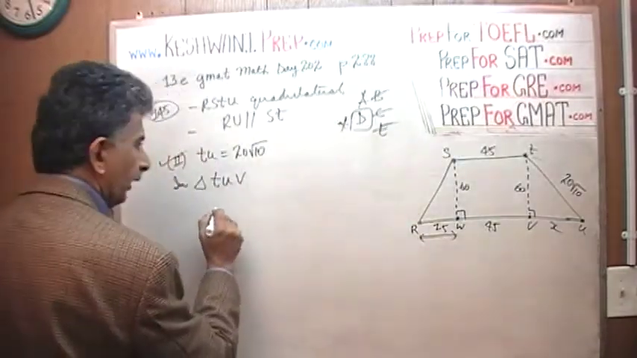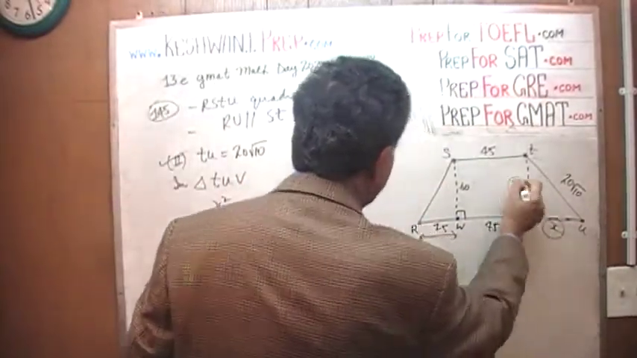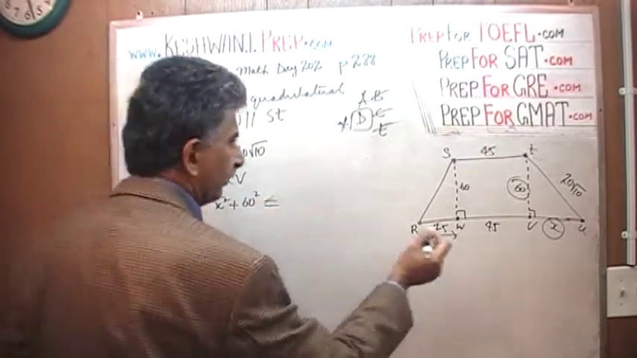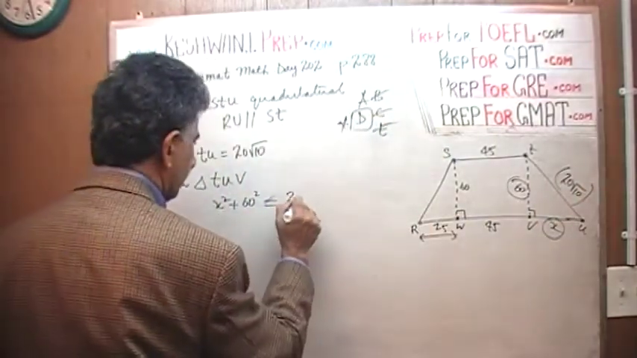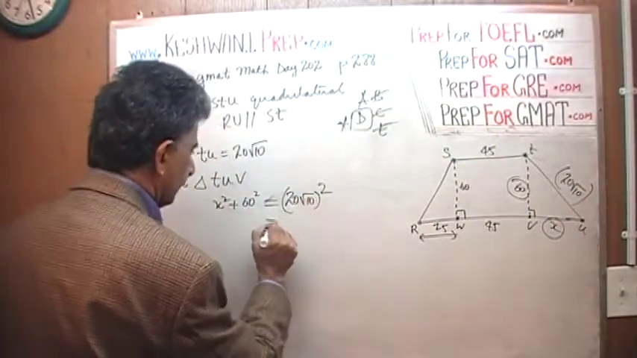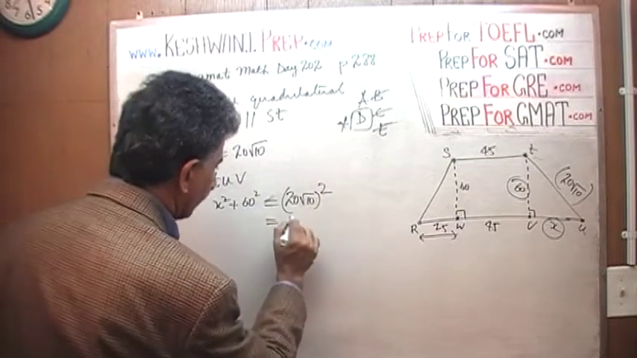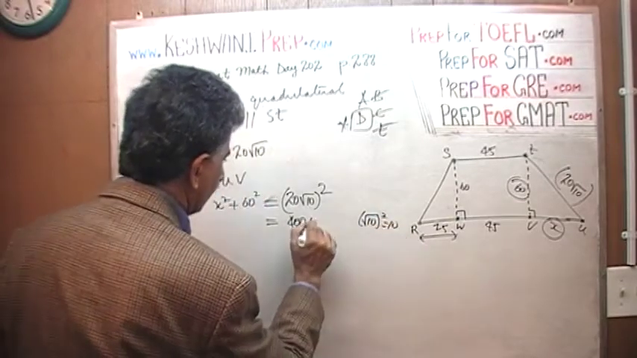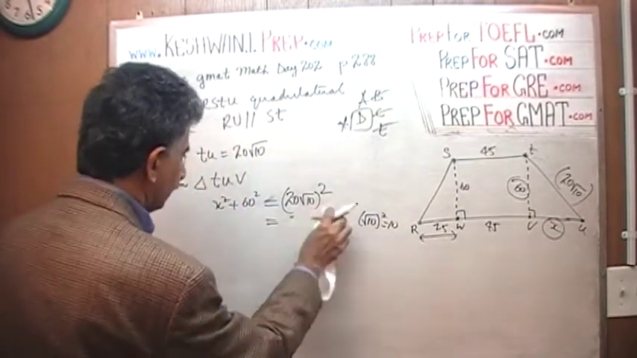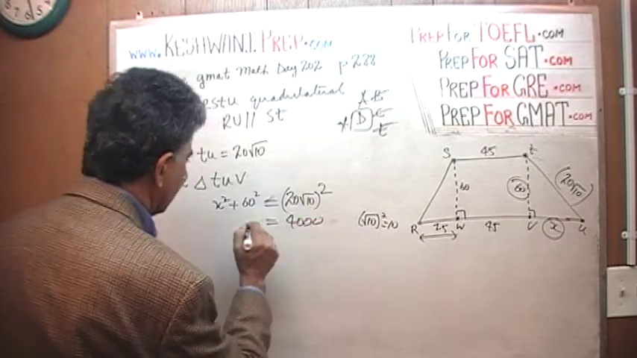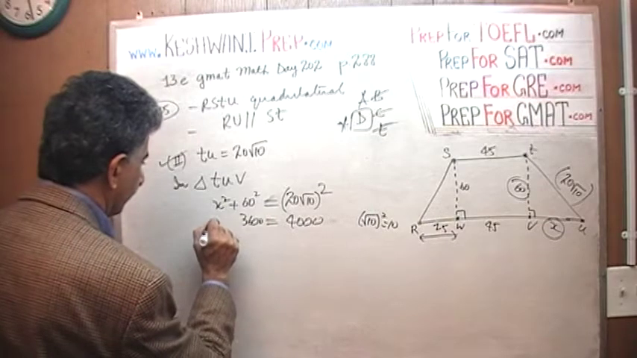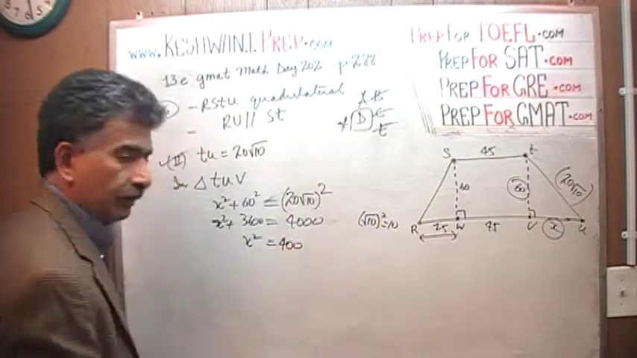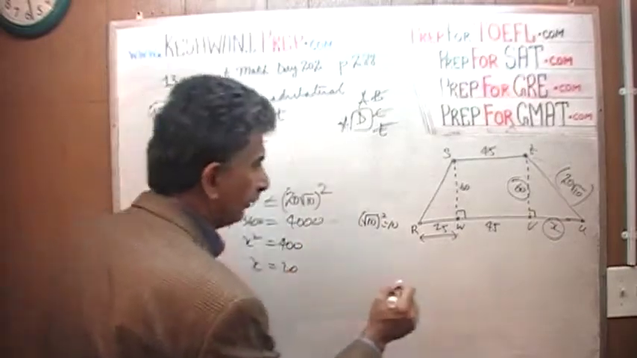So therefore, we will have X squared, which is this part right here, plus 60 squared equals the square of this quantity, which is 20 times root 10 squared. 20 times root 10 squared would be 20 squared, which is 400, and the square of root 10 is just 10, so it's 400 times 10, or 4,000. And this will be 3,600 plus x squared. Therefore, x squared will be 4,000 minus 3,600, or 400. And therefore, x will be 20. Oh, there you go, just like before.